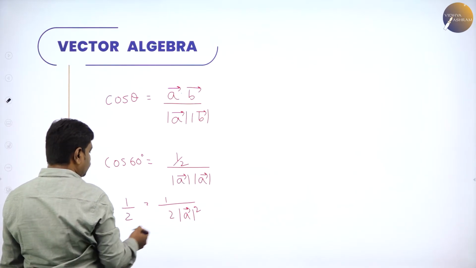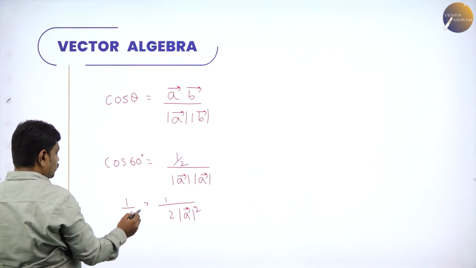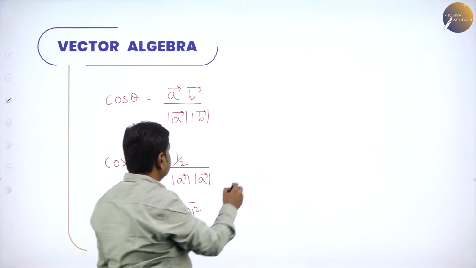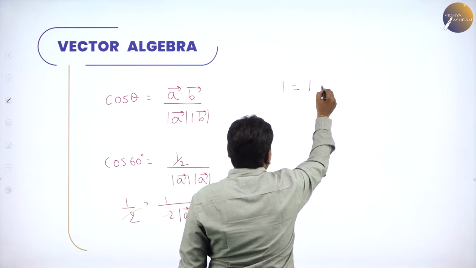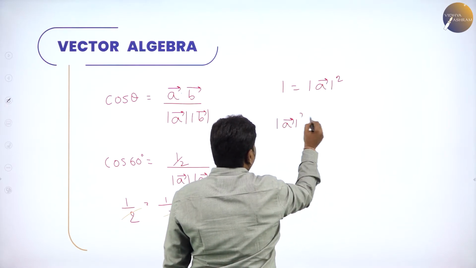Half, I'll take 2 down. So now 2 cancels. Sorry. Now I can cancel 2 and 2. 2 cancels. What is left out? So we are left out with 1 is equal to magnitude A square. So magnitude A square is 1.